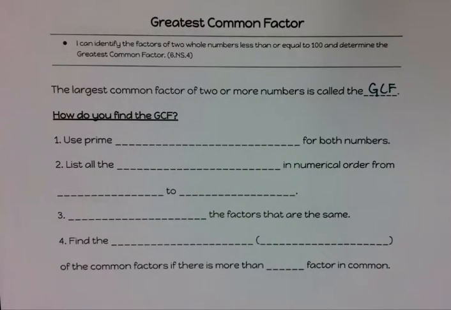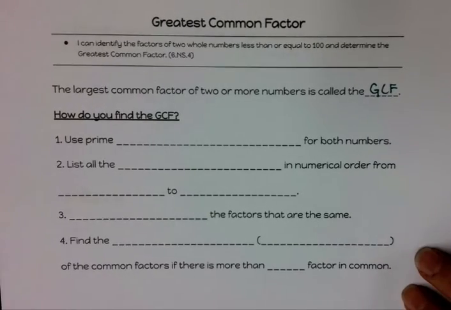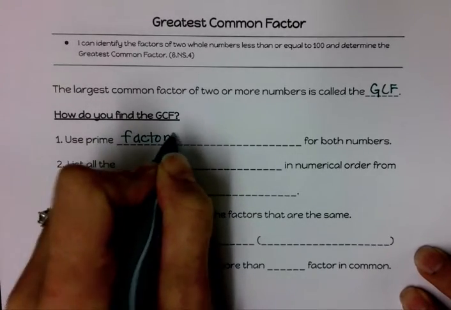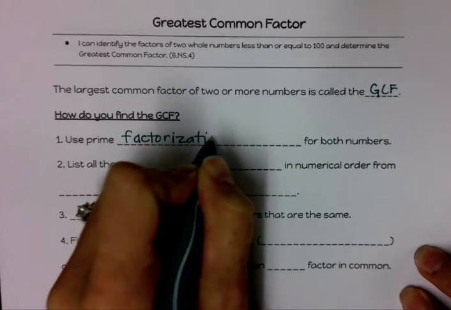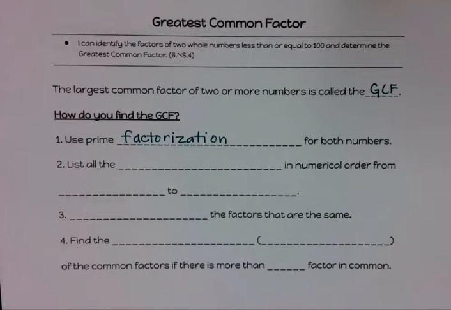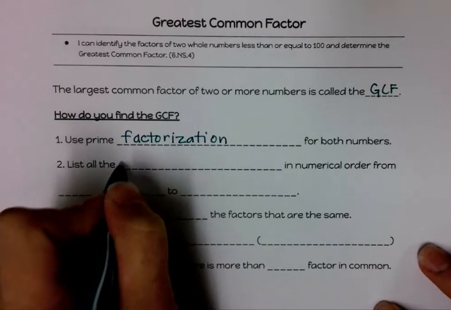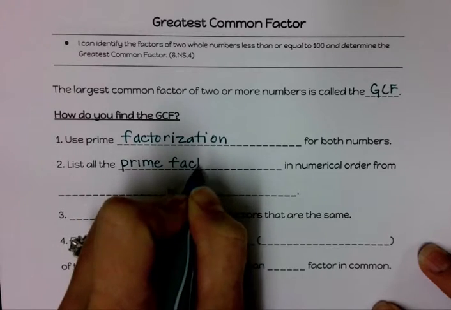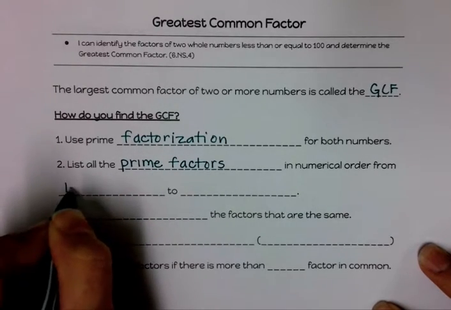So how do you find the greatest common factor? To start off, you're going to use prime factorization for both numbers. And that's where you're going to create that factor tree that we talked about last week. You're going to list all of your prime factors in numerical order, from least to greatest.